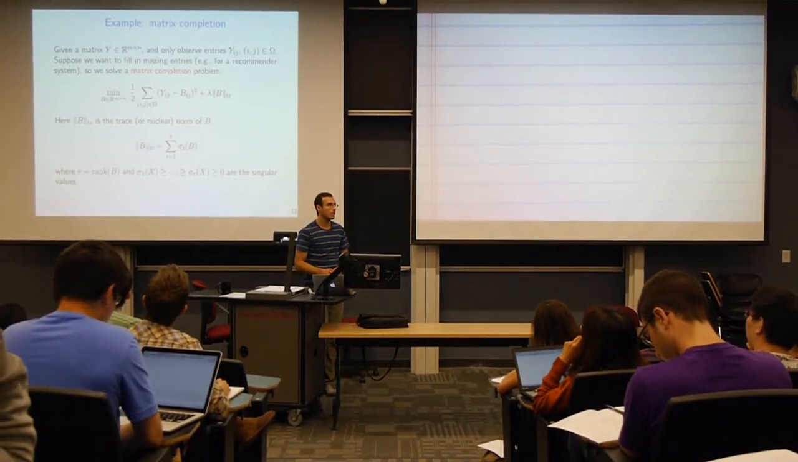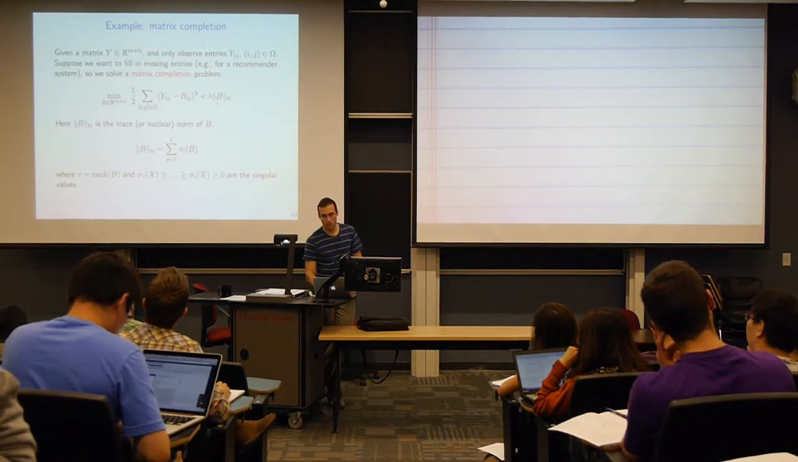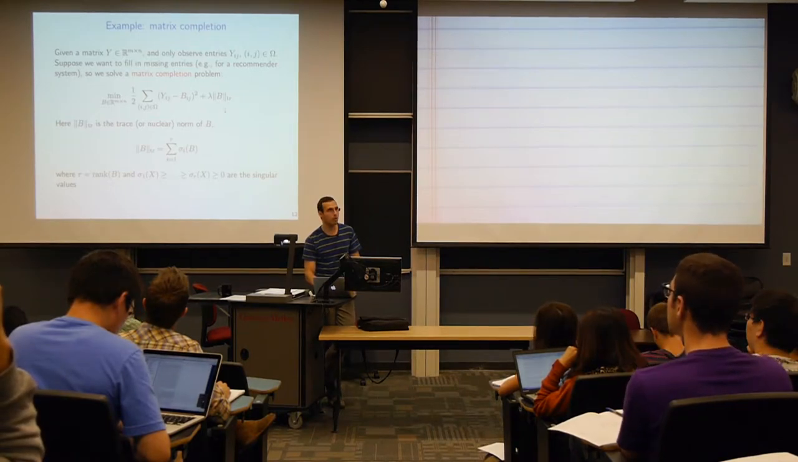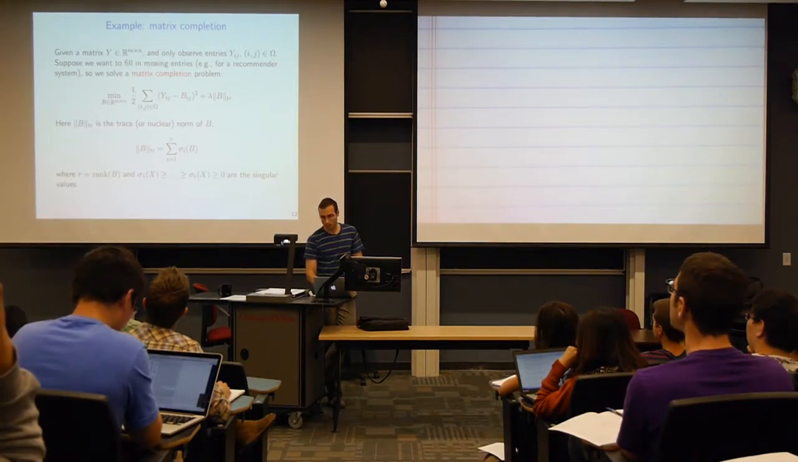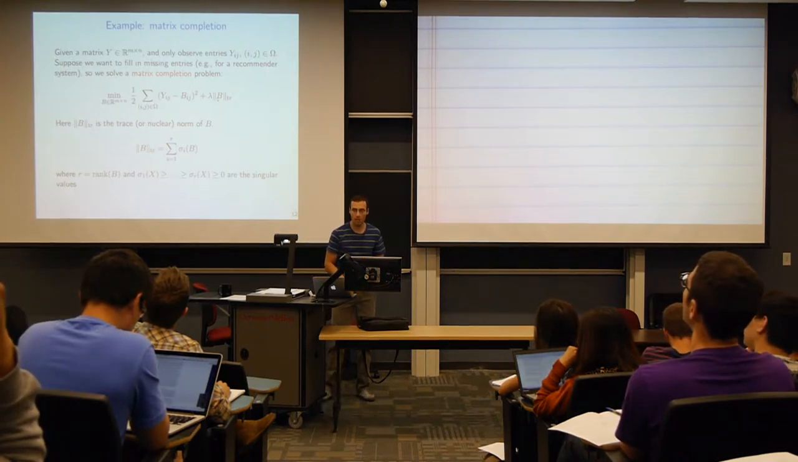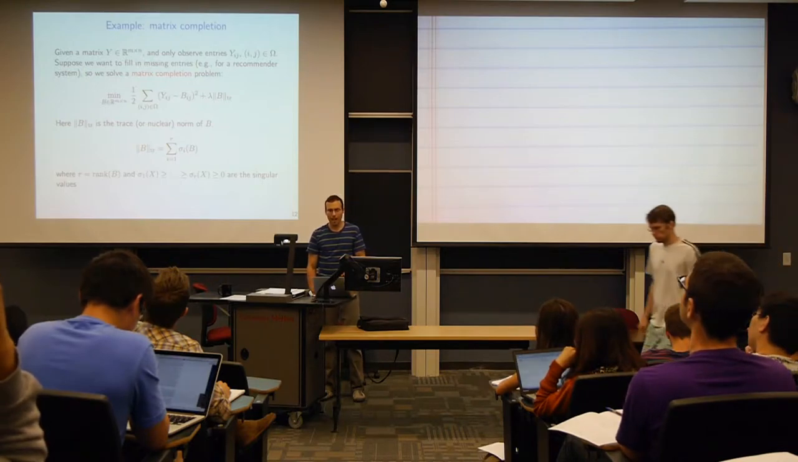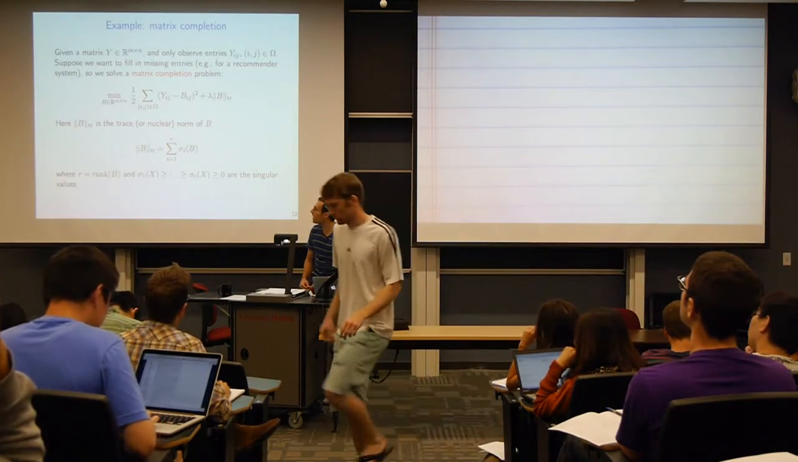I observe, plus a penalty parameter lambda, a tuning parameter, times the trace norm of B. It's also called the nuclear norm of B. Remember we saw that the trace norm of B, or the nuclear norm of B, is just the sum of its singular values. So we take its SVD, add up its singular values, that's the trace norm.